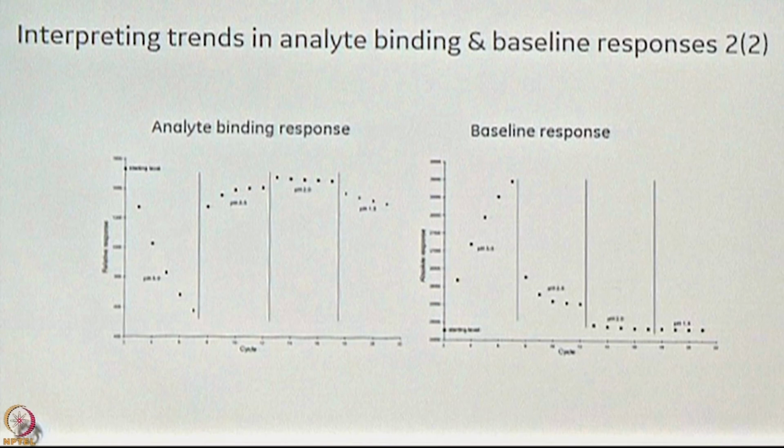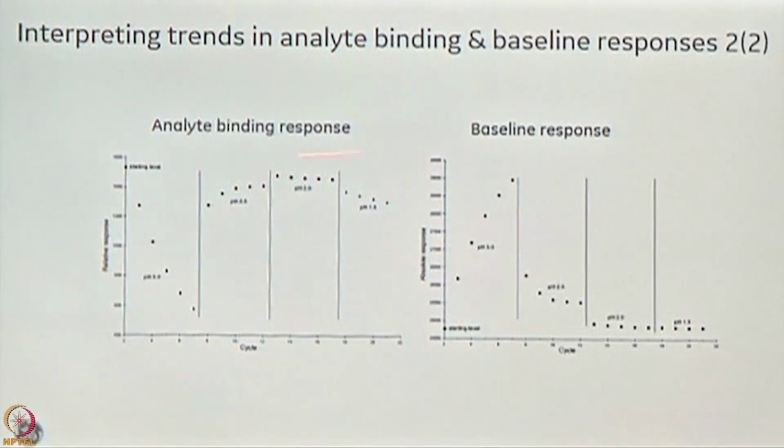When you go to 2.5, you see a slight difference, a slight increase here and a slight decrease there. This is probably because it was run just after pH 3, so some spillover from pH 3 is still there. You do not know the condition yet, but if you look at pH 2, both are stable, an ideal place where both your analyte binding and your baseline are perfect. That means you are stripping out everything and after each regeneration you are binding the same amount.